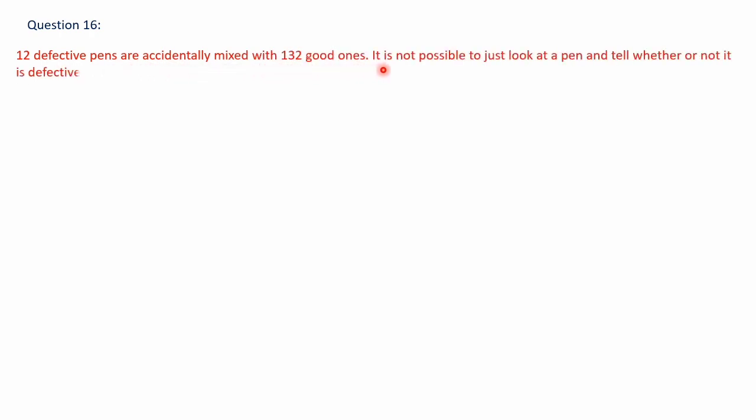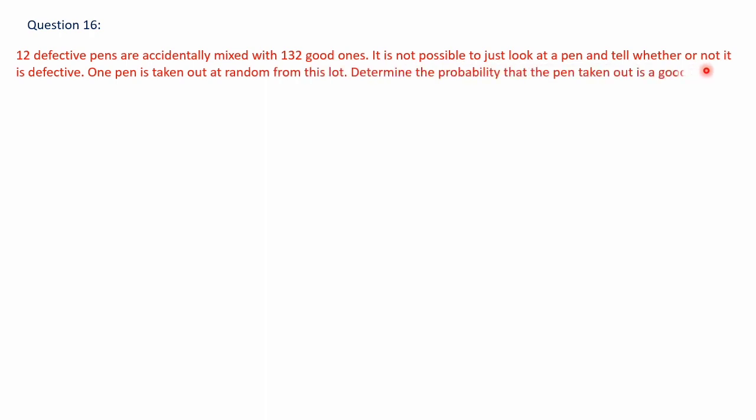Move on to the 16th question. 12 defective pens are accidentally mixed with 132 good ones. It is not possible to just look at a pen and tell whether or not it is defective. One pen is taken out at random from this lot. Determine the probability that the pen taken out is a good one.